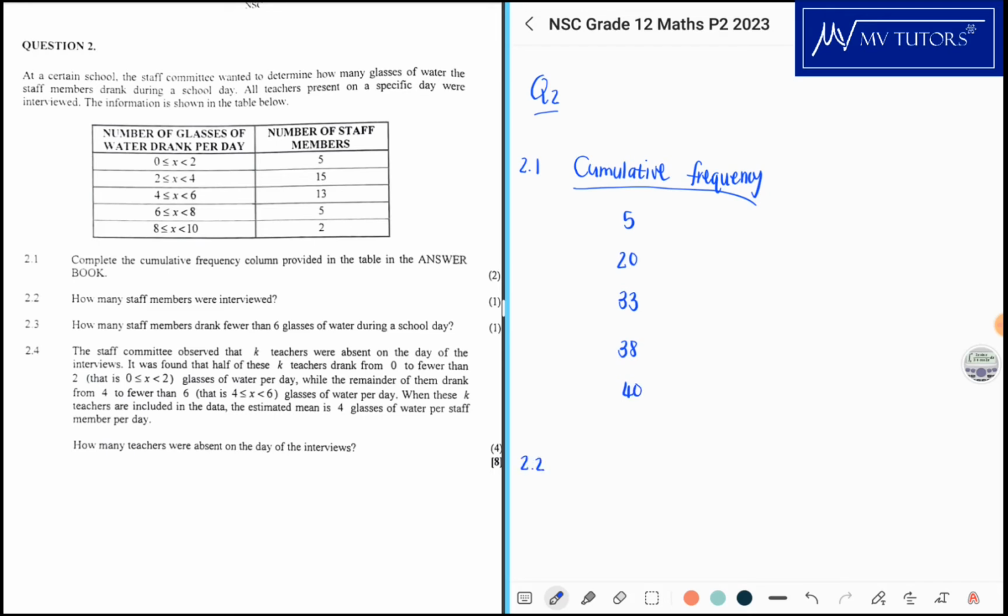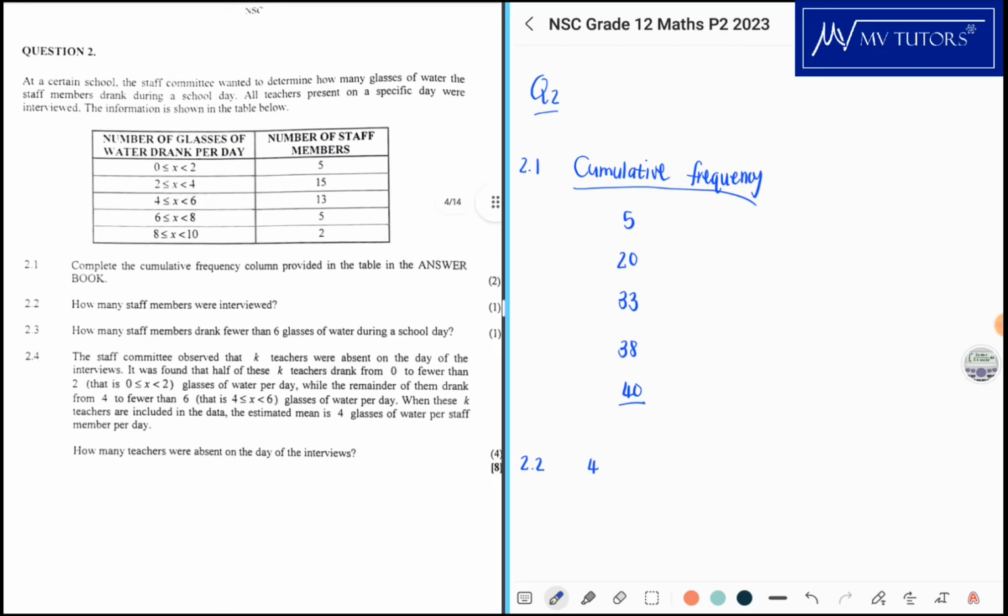All right, and then 2.2, how many staff members were interviewed? All right, so the nice thing about doing the cumulative frequency is at the end, you can see the total amount. So how many staff members were interviewed? 40 staff members. Alrighty.